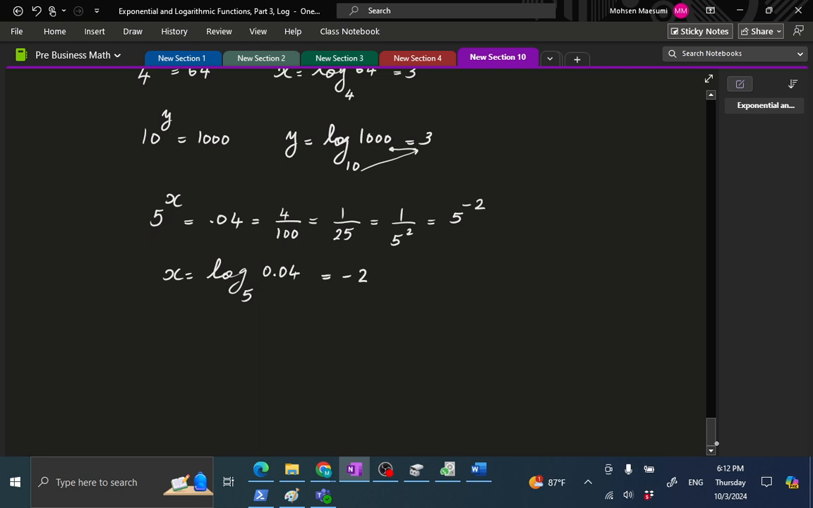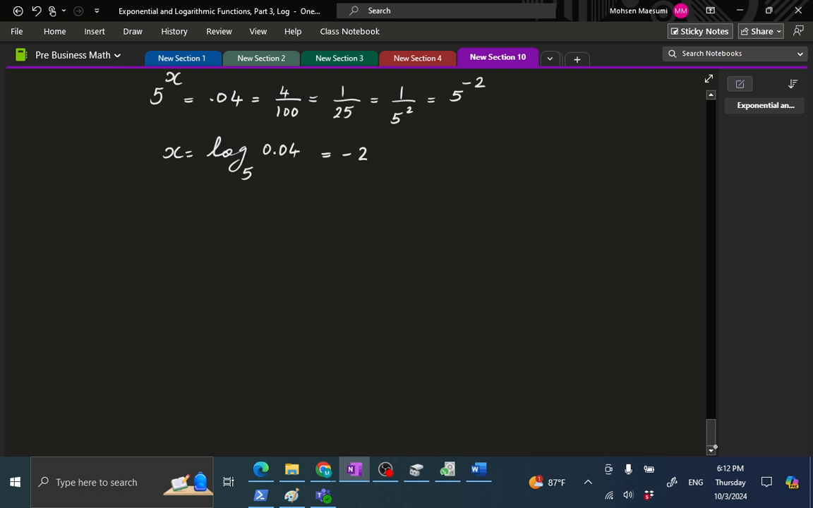Notice we went through a little bit of a contortion here to get the answer, but still it was available from our memory. 4 hundredths, we wrote it as a fraction, 4 over 100. We simplified to 1 over 25. We realize this is 5 squared. We realize the fraction is 5 to the power of -2. Therefore, we say x has to be -2.